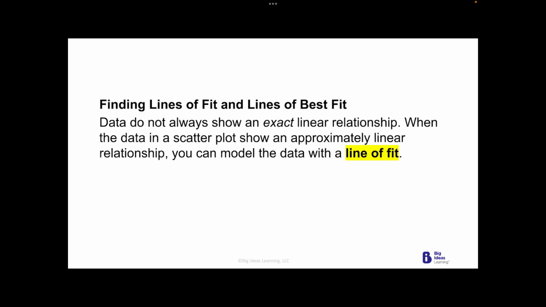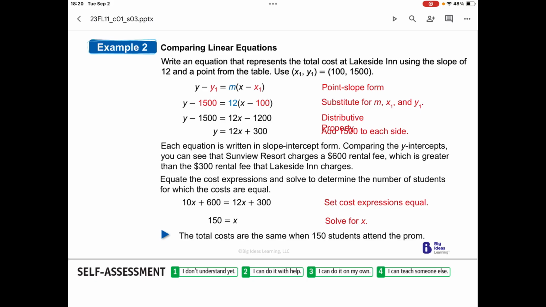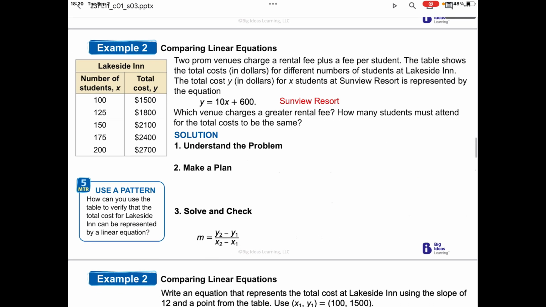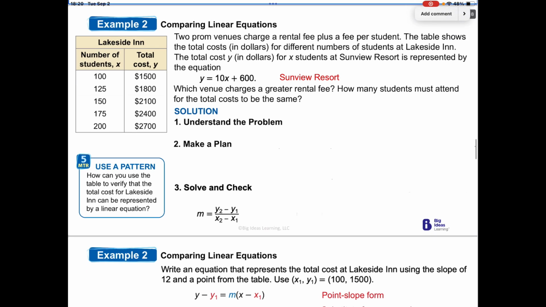Oh, it didn't show me the graph. Boo. So I did switch it back to this slide for just a second because I want to make sure that we have both of these equations down. That 10x plus 600 is representing your SunView Resort. That is the resort price, where that is your initial cost. And then from there, you will add $10 per student. x represents the number of students that are showing up to this prom.